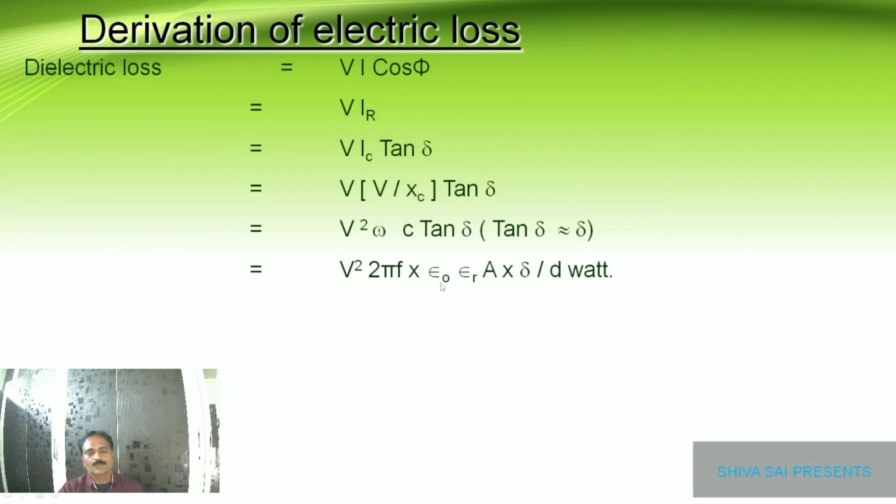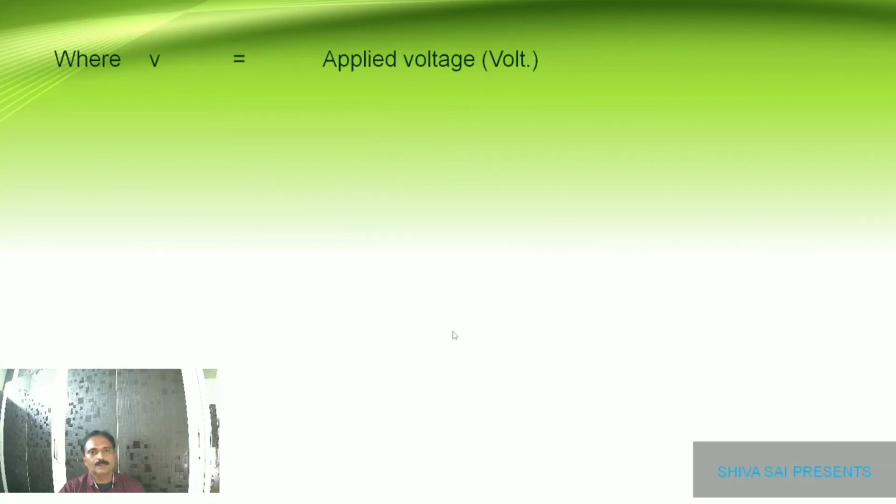Epsilon naught is the permittivity of free space, which is 8.854 into 10 to the power of minus 12 farads per meter, and epsilon r is the relative permittivity. A is the area of cross section, and delta is the dielectric loss angle. D is the distance between the two plates. So this is the final formula for finding out the dielectric loss by this method.